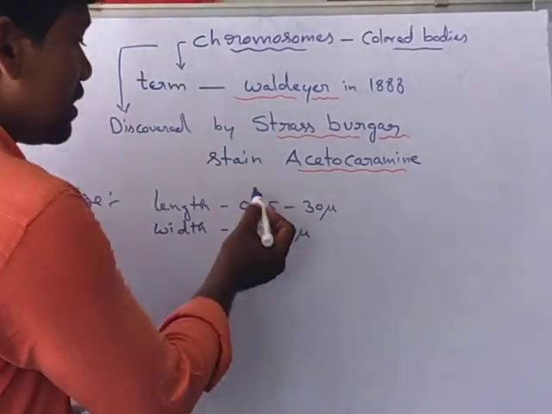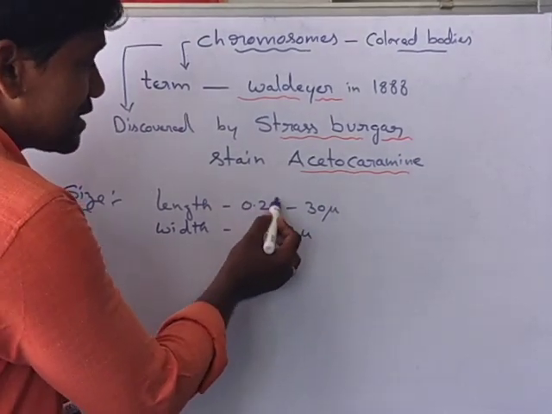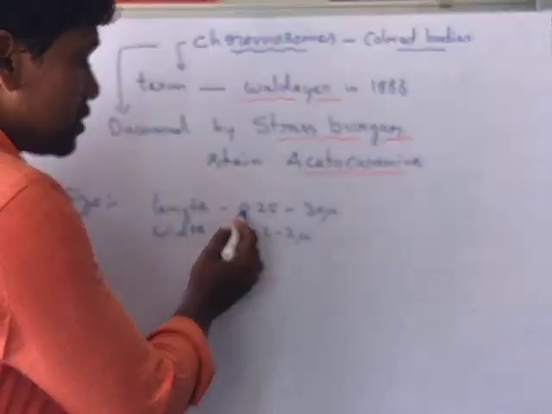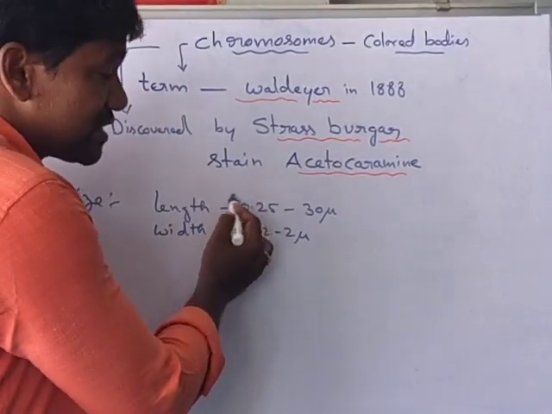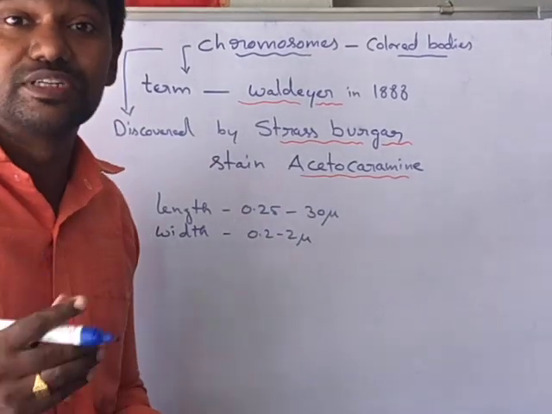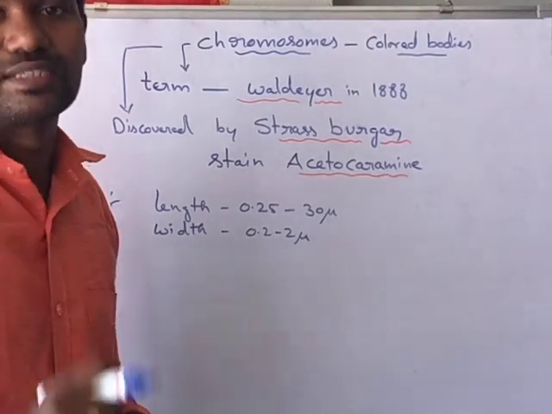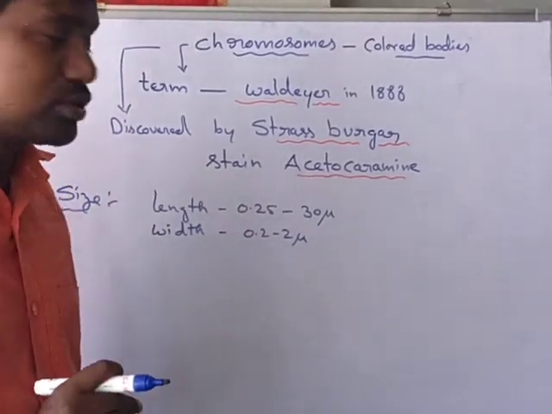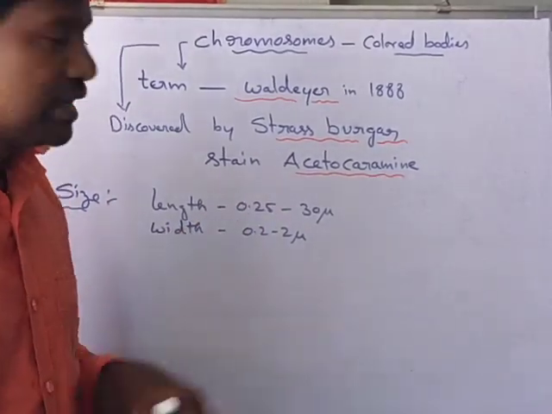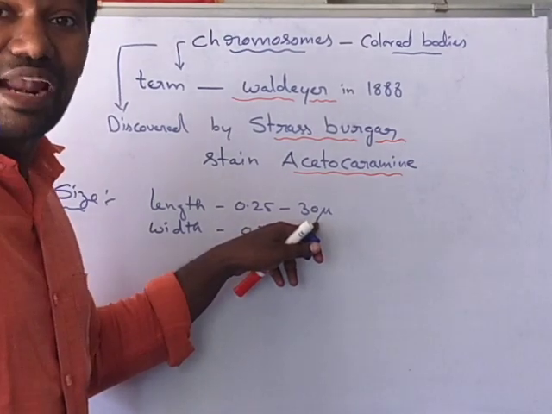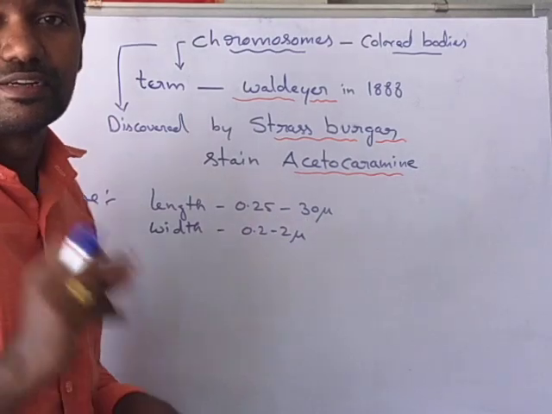This is the smallest size of the chromosome, 0.25 microns, which is found in birds and fungi. And 30 microns is present in a plant, the trillium plant.